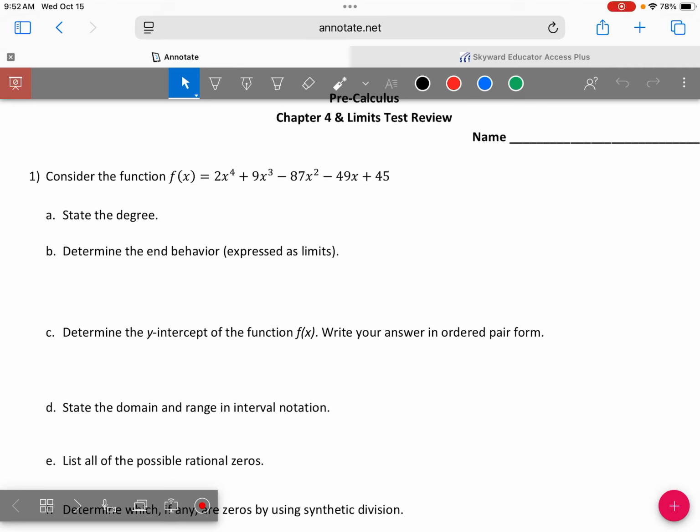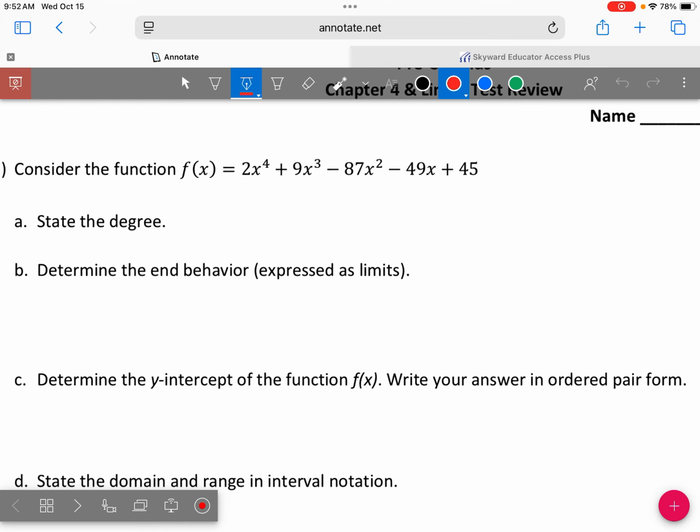Okay, I'm going to attempt to get through this review in one planning period. So feel free to rewind if you need to rehear something because I may be going a little fast.